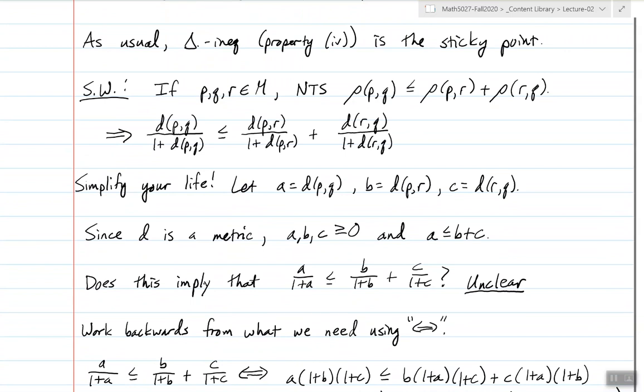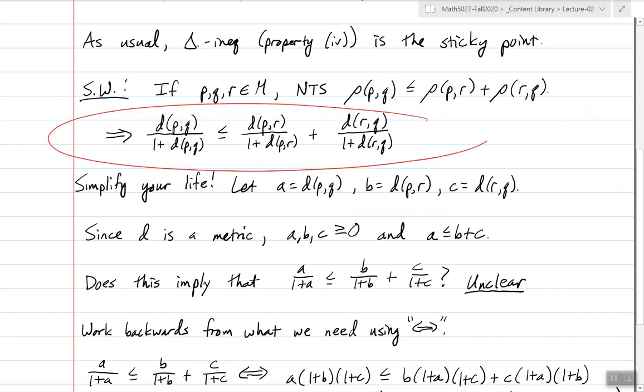Well, imagine you pick 3 points. This is some scratch work. That's what I always mean by SW when I write SW. If I picked 3 points, P, Q, and R, in M, I'm using the notation for this problem here, then you need to show that rho of PQ is less than or equal to rho of PR plus rho of RQ, right? The distance between P and Q has got to be less than or equal to the distance from P to R plus the distance from R to Q. That's your triangle inequality.